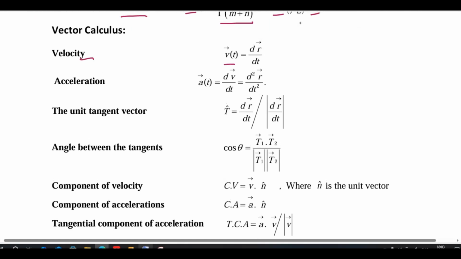velocity v vector will be dr/dt. Then acceleration a vector of t will be dv vector divided by dt, that equals d square r vector divided by dt square. Then the next one will be the unit tangent vector, that is T cap will be dr vector divided by dt, divided by the magnitude of dr vector divided by dt. The angle between the tangents will be cos θ equals t1 vector dot t2 vector divided by magnitude of t1 vector into magnitude of t2 vector.